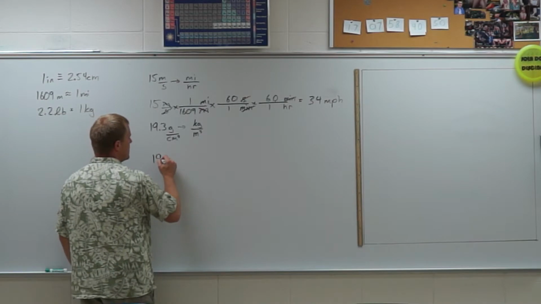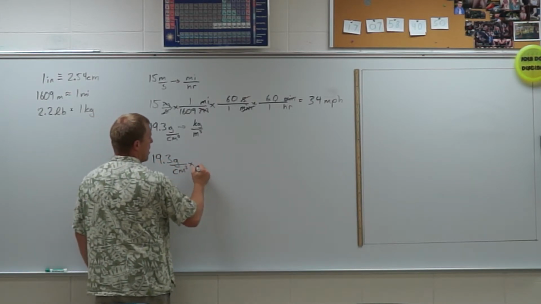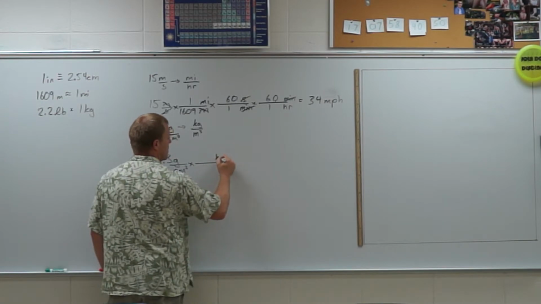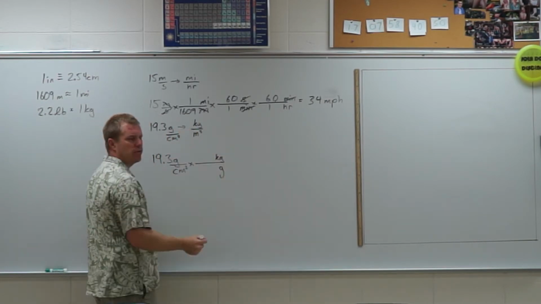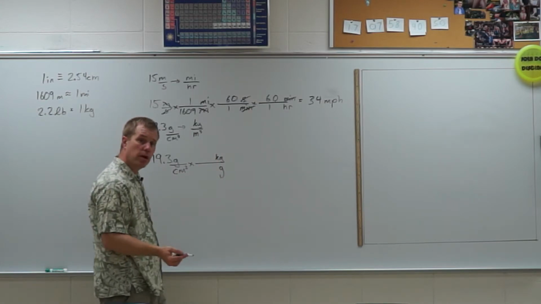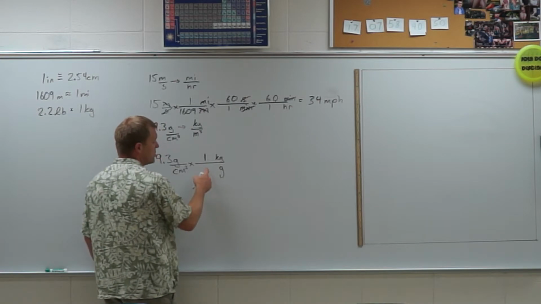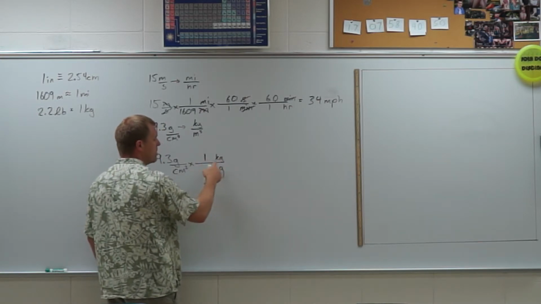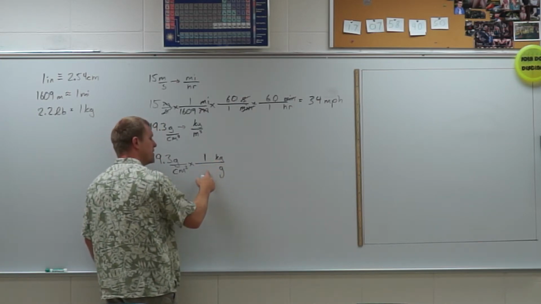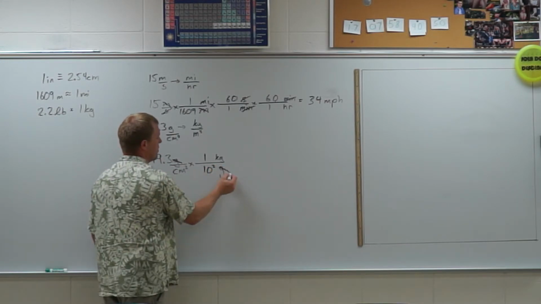So I start with 19.3 grams per cubic centimeter. Now, I want to get rid of grams and go to kilograms. So I like to do the top one first. I can go from a base to a prefix. And I always got to remember the 1 goes with the prefix, and the prefix goes on the bottom. So I have 1 kilogram, and kilo has to mean something that's on the bottom, so it means 10 to the 3rd. So now I've gotten to kilograms.